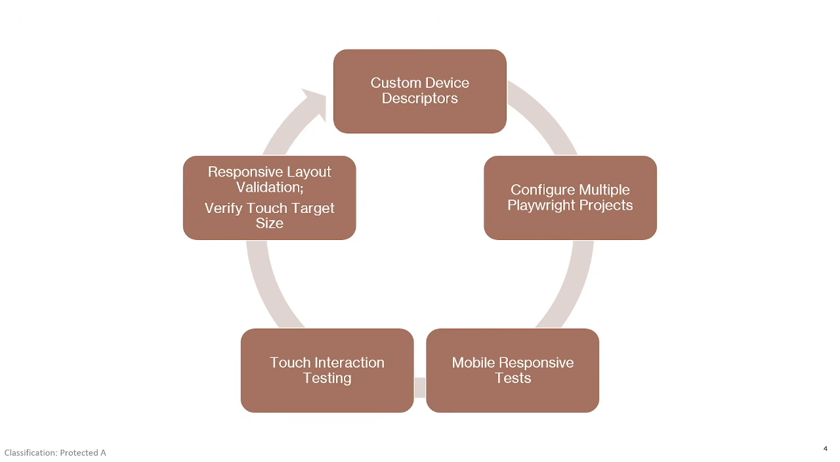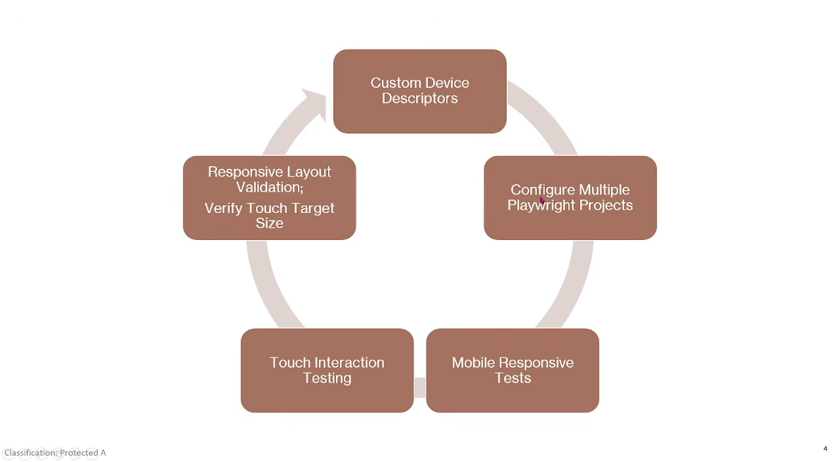Let's begin by creating our own mobile device definitions. Playwright already includes many built-in devices, but sometimes your project requires a specific viewport, device scale factor, or user agent. That's why custom device descriptors become useful. In this file, we'll define viewport size, screen size, device scale factor, touch support, and user agent.